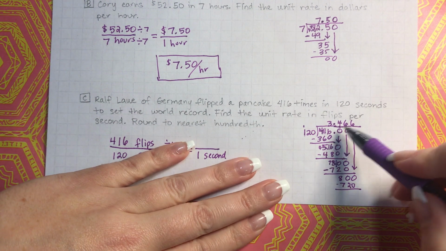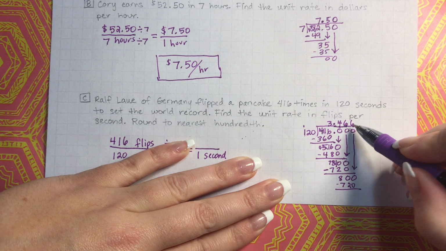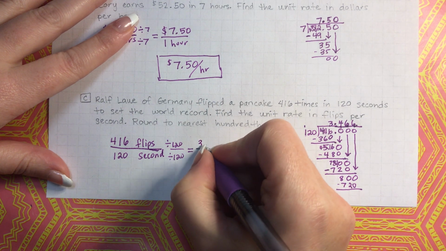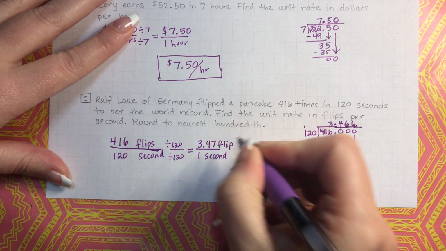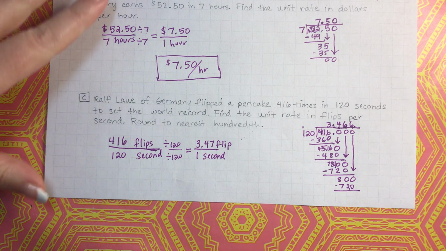So we have tenths, hundredths here, which means we need to just go to this place, which is 6. It's 5 or above, so it means it's going to round that up to a 7. So 3.47 flips. I don't even know how you can do that. 3.5 flips, basically, in 1 second.